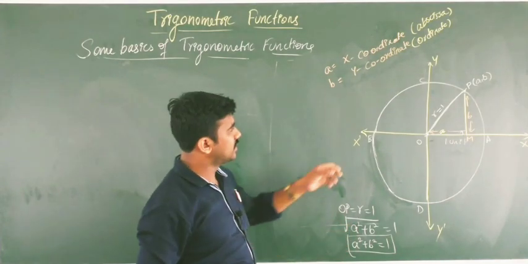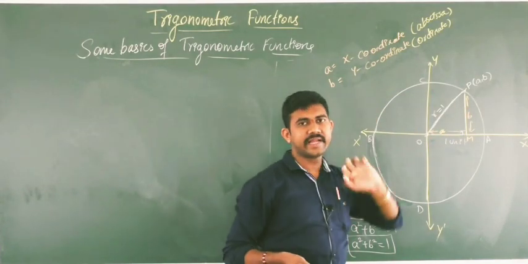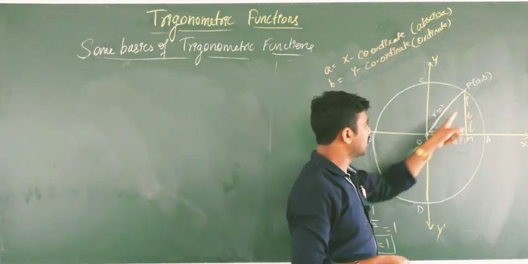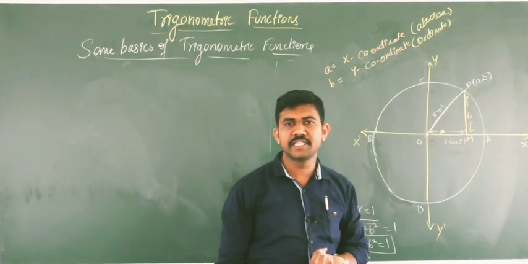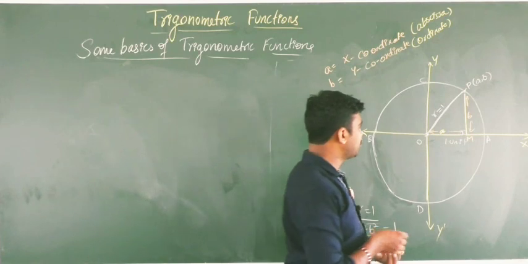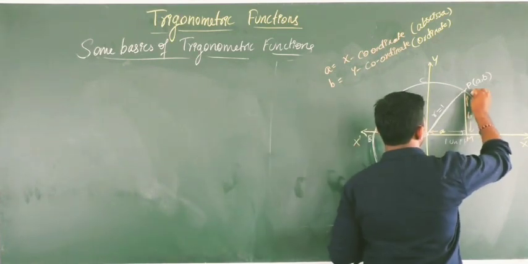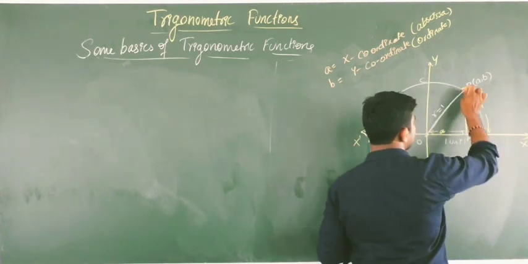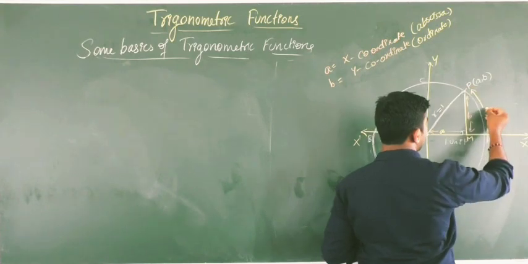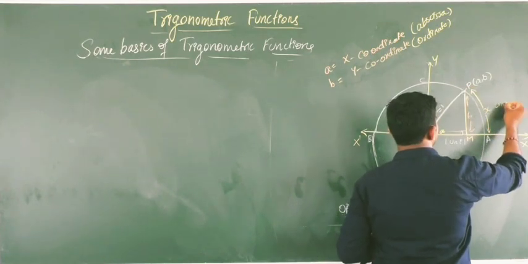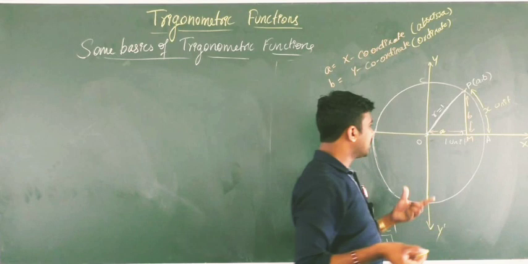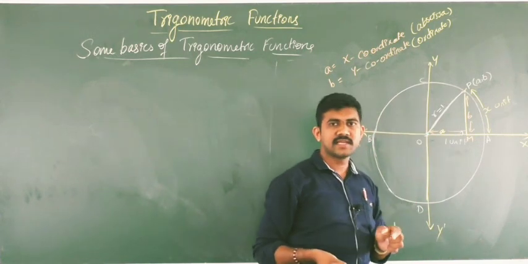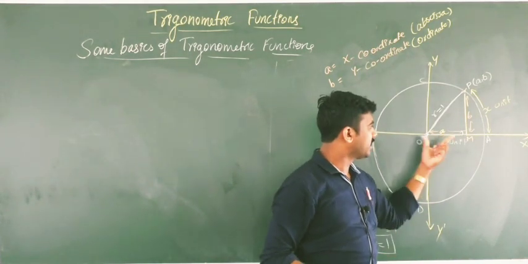But see here, since it is a right angle triangle, we can define the trigonometric ratios here. Before that, I'll consider the length of the arc. See, consider this one as an arc. AP is the arc with the length x units, and the length of the radius of the circle is OA, that is 1 unit.